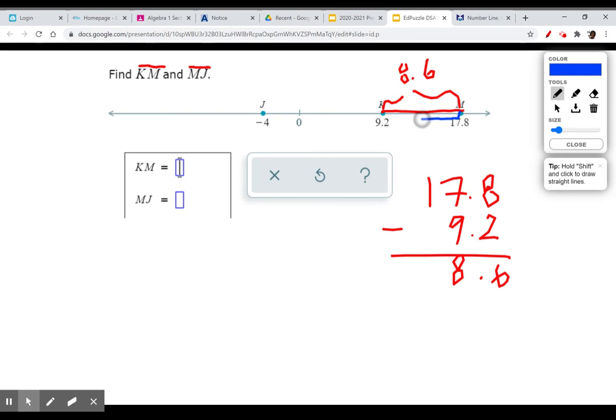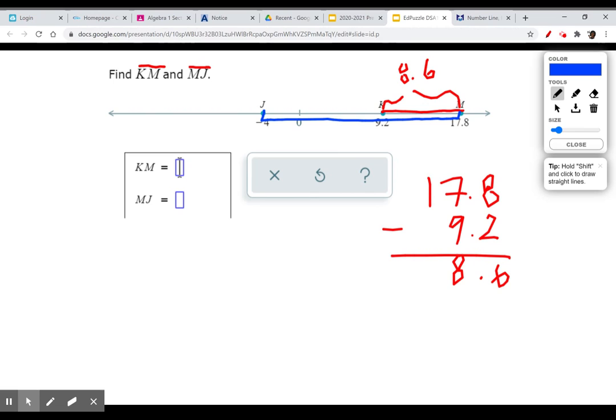Here's the distance of MJ all the way down here. I've got to take into account that I am crossing over 0. However, if we're finding distance, it is impossible. It is physically impossible to walk or move in a negative distance. You might move forward, you might move backwards, but you're still moving, and therefore it is still positive. You cannot undo a walk.